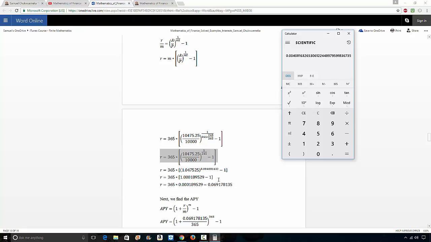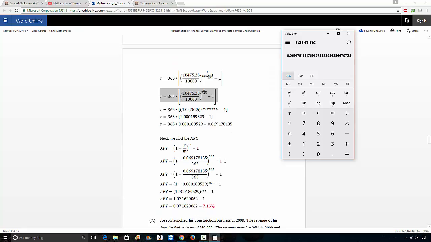So this is highlighted. And then I'll do 10,475.25 divided by 10,000 equal to. And I'm going to raise this. I will raise it x to the y. Recall memory equal to. And I'll do -1 equal to. Then I'll do times 365 equal to. So it gave us the same thing.